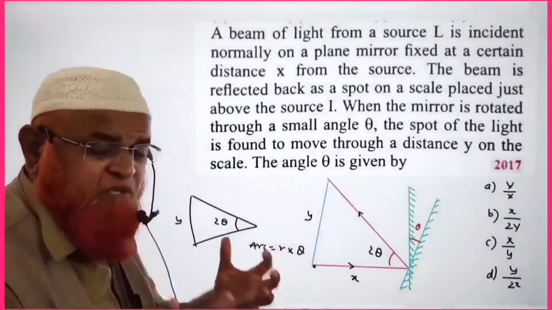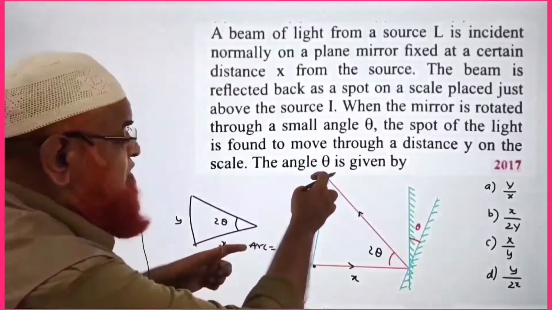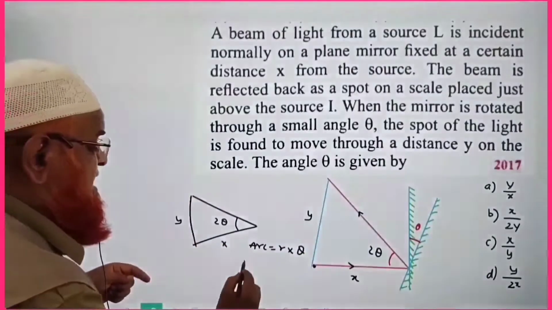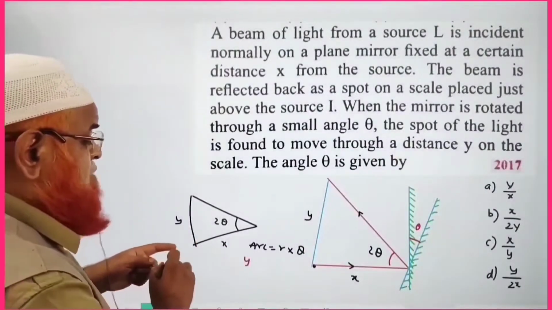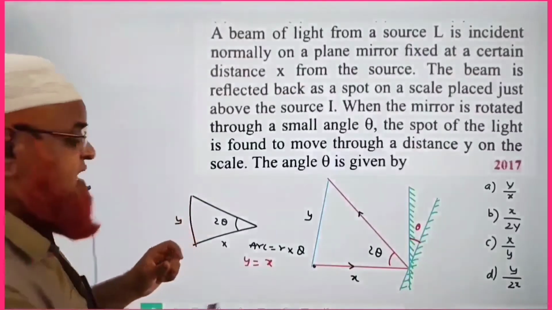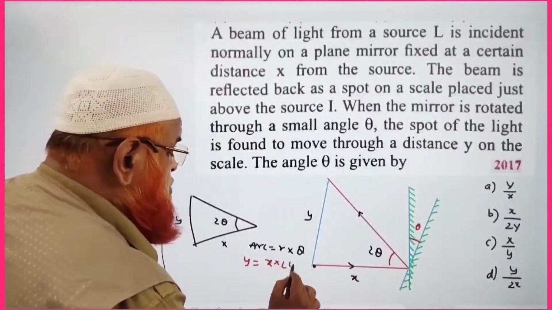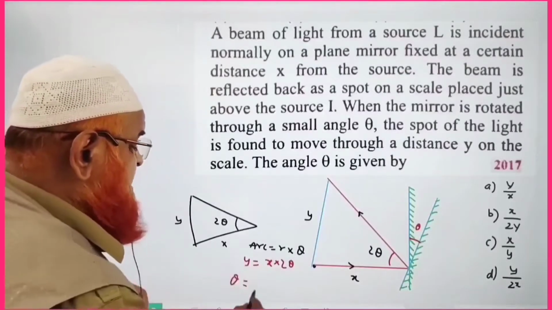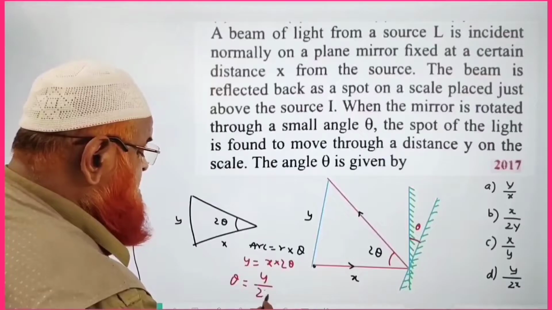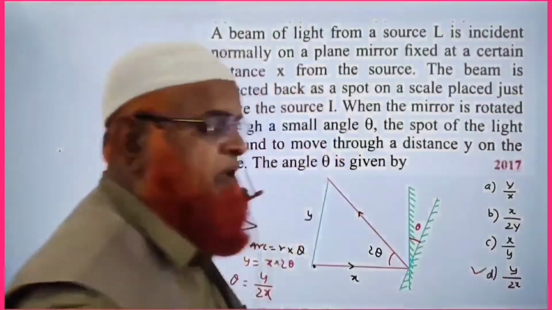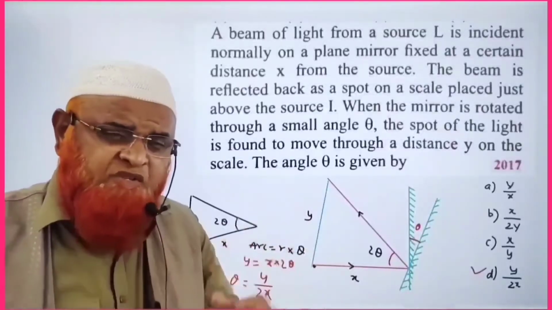And you know, according to mensuration and geometry, the arc of a sector is nothing but radius into angle. What is the arc here? Arc is nothing but y. And what is the radius? Which is nothing but x. And what is the angle here? Which is nothing but 2 theta. Okay. So this implies that theta can be taken as y by 2x. Y by 2x. Your option is going to be D. Hope you have enjoyed.